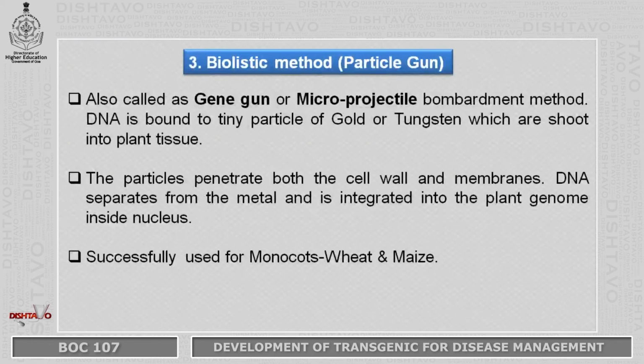Next, we have the biolistic method. It is also called the gene gun or microprojectile bombardment method. Here, DNA is bound to tiny particles of gold or tungsten, which are shot inside the plant tissue. The particles penetrate both the cell wall and the membrane. DNA separates from the metal and is integrated into the plant genome inside the nucleus. And this method is successful in many monocots, for example wheat and maize.